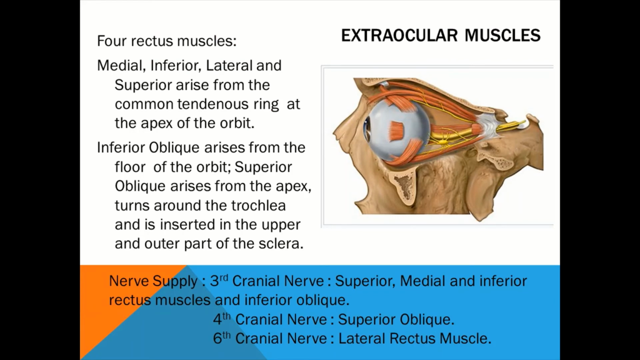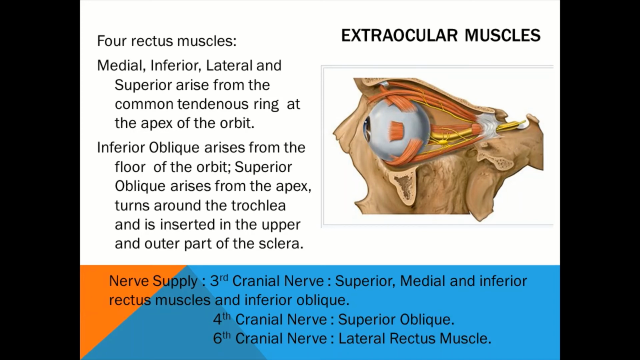Extraocular muscles. There are four rectus muscles, which are medial rectus, inferior rectus, lateral rectus, and superior rectus. They arise from the common tendinous ring at the apex of the orbit. Inferior oblique arises from the floor of the orbit. Superior oblique arises from the apex, turns around the trochlea, and is inserted in the upper and outer part of the sclera.